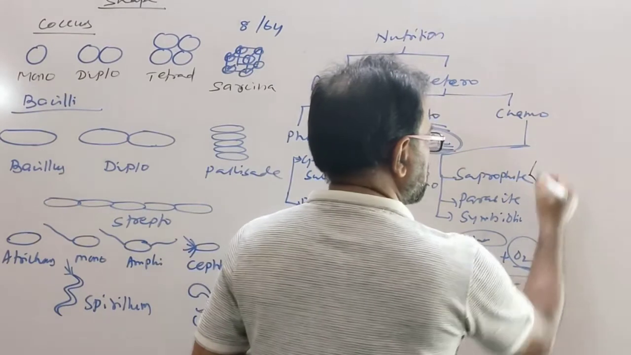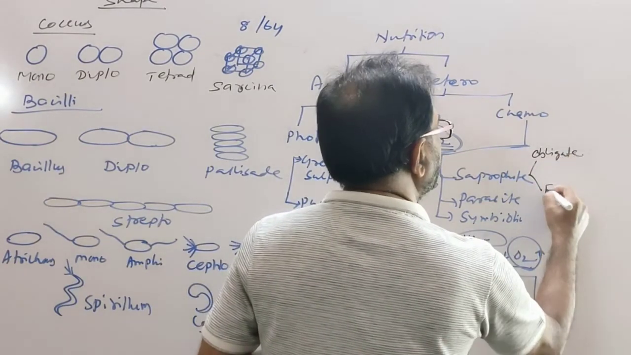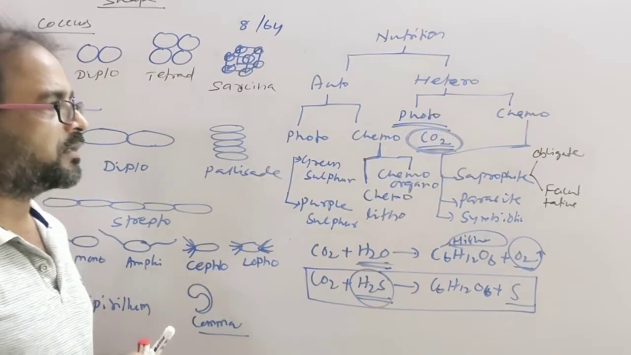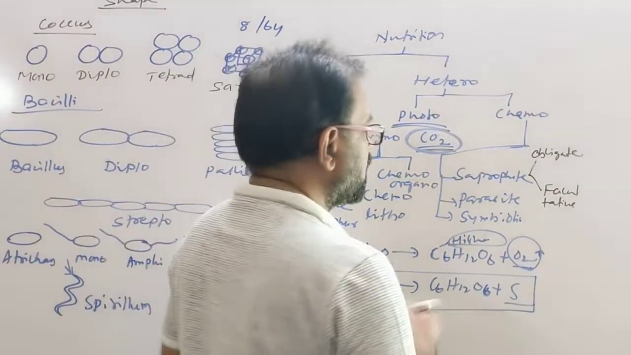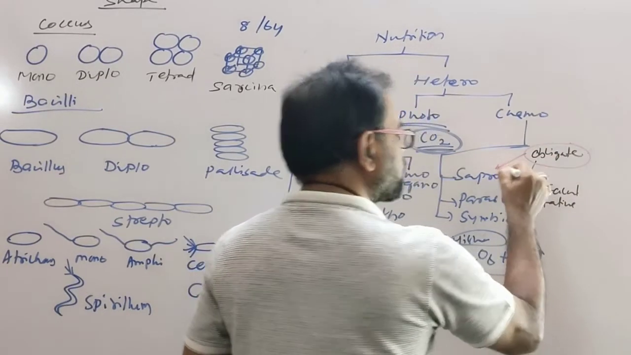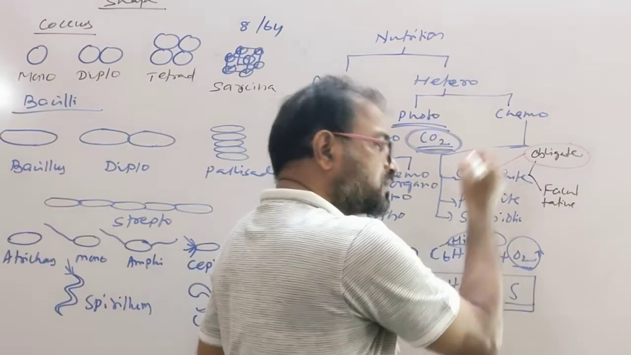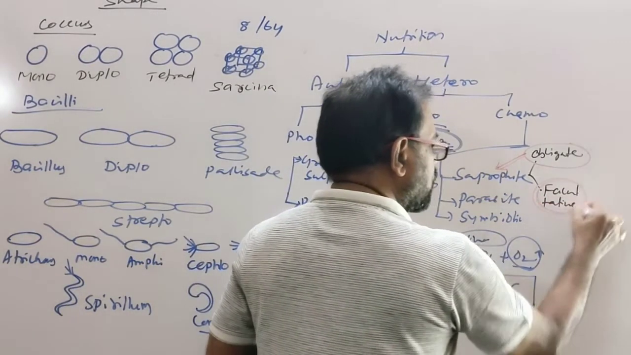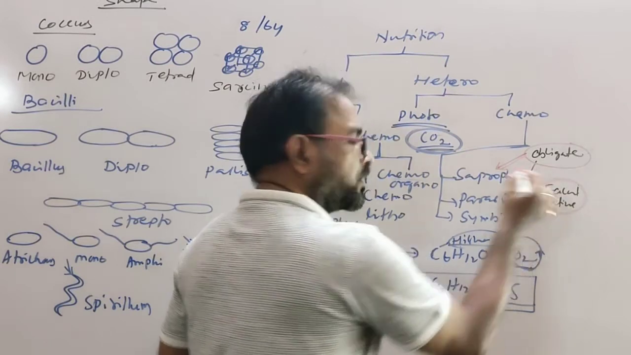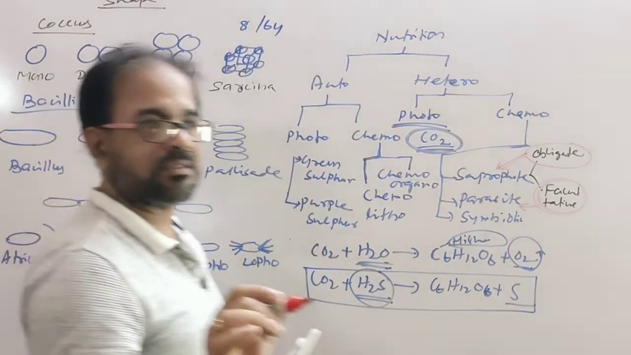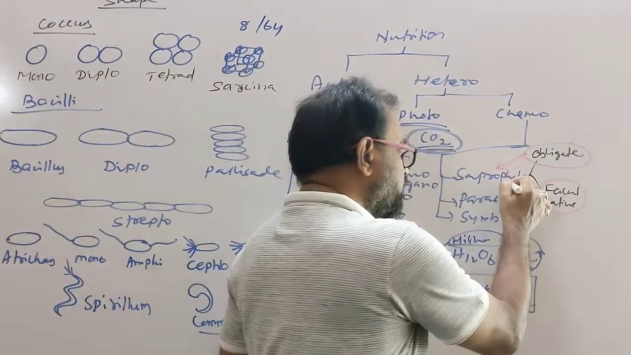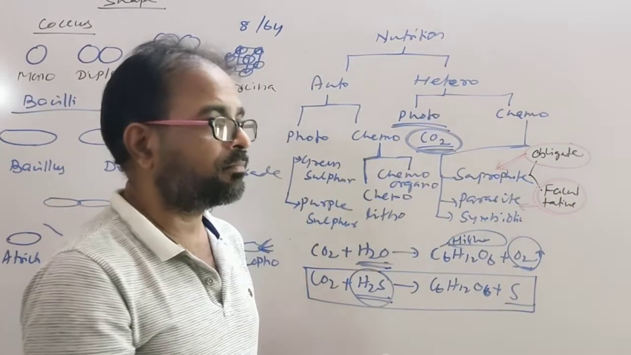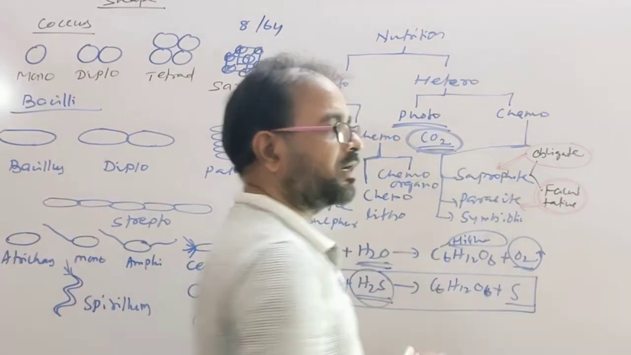The saprophytes again are two types: obligate saprophyte and facultative saprophyte. Obligate saprophyte means it is only a saprophyte, which lives only on decomposed material. But the facultative saprophyte is not truly a saprophyte, it is a parasite. In the absence of the host, it lives saprophytically. The facultative saprophyte actually is a parasite, but in the absence of the host, it develops saprophytically.